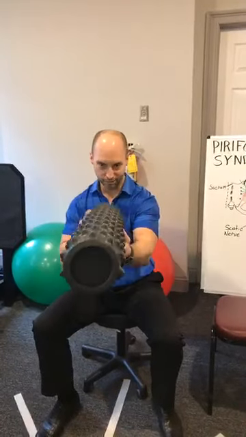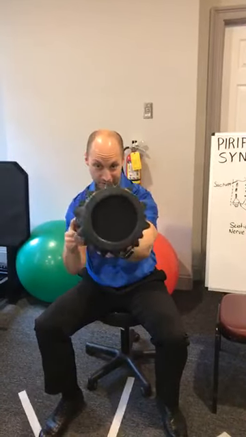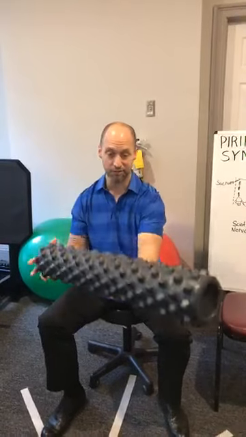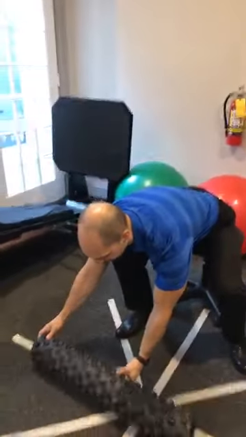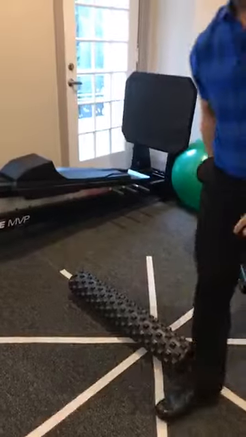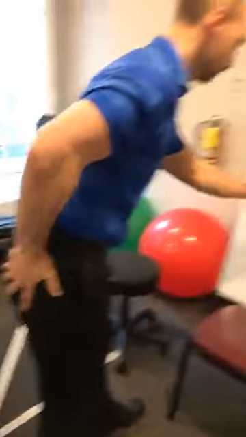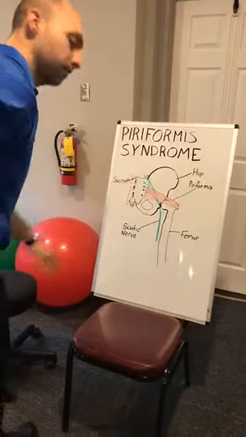And look at this thing. Look at how nasty this thing is. It has bumps in it. This is going to get nice and deep into that muscle tissue. So what you'll do is you'll place it on the ground. Let's say it's my right butt. This picture here is a view from the back of your right hip.